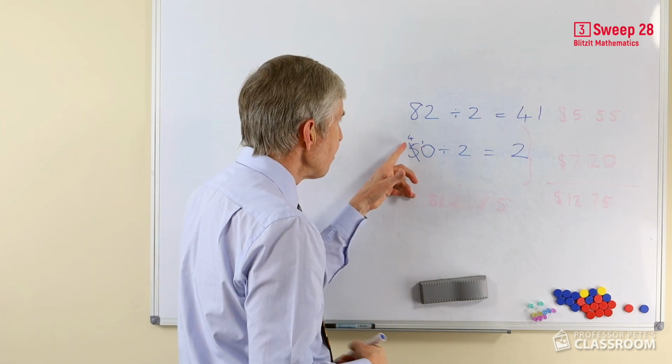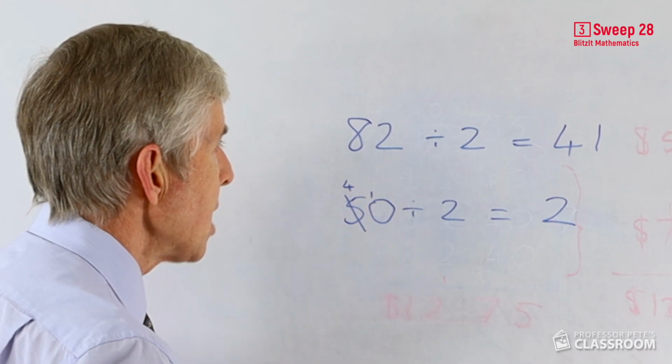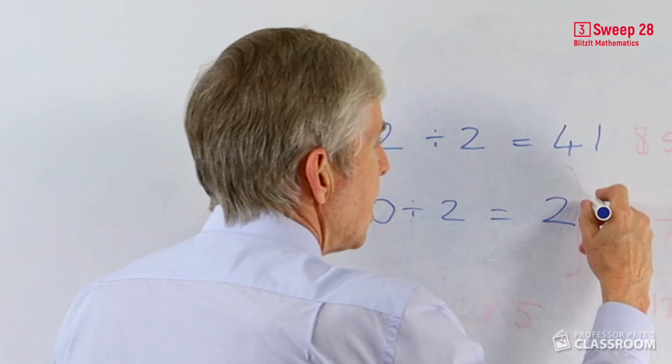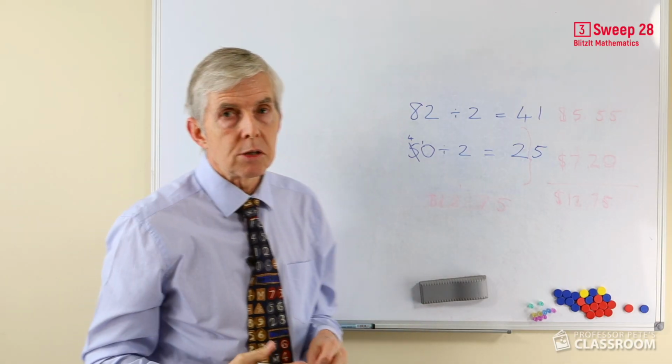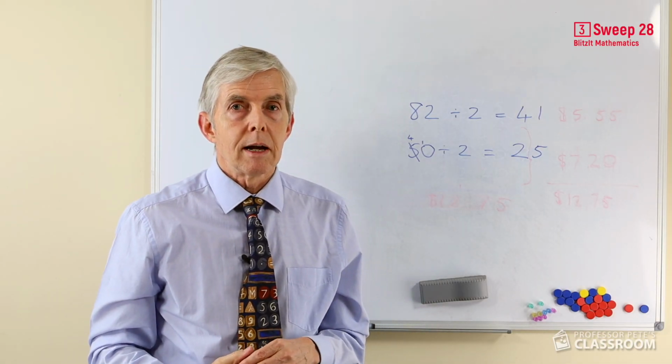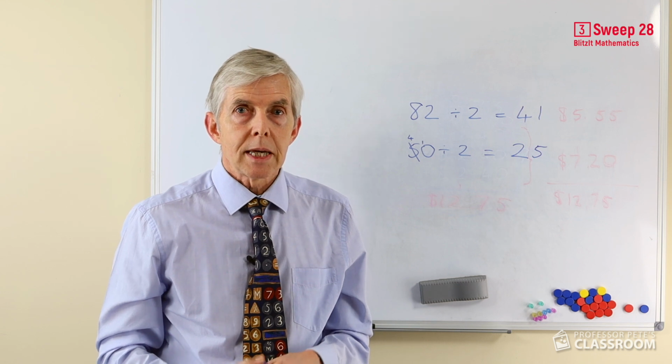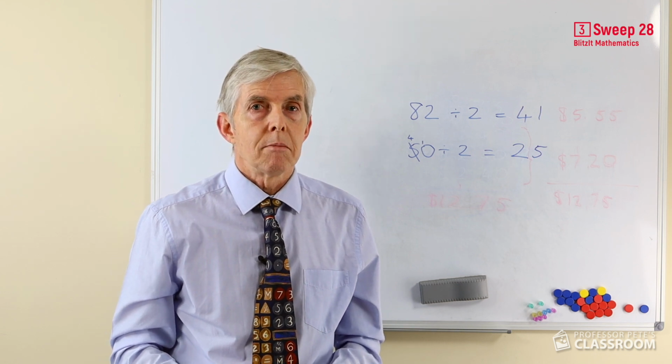So we found half of 4 tens, or 40. Now what's half of 10? And of course the answer is 5. So definitely some more thinking to do when dividing where there's regrouping. But again, students should be encouraged to do that mentally.